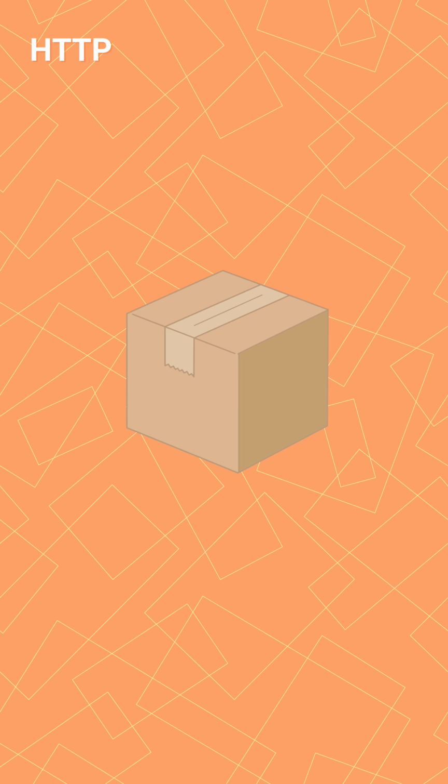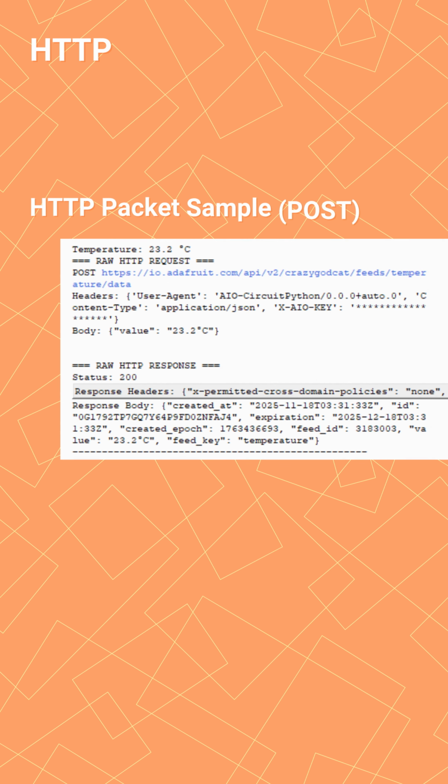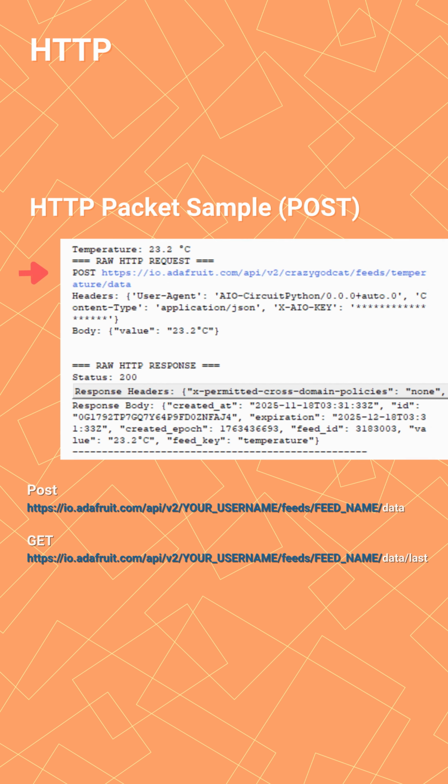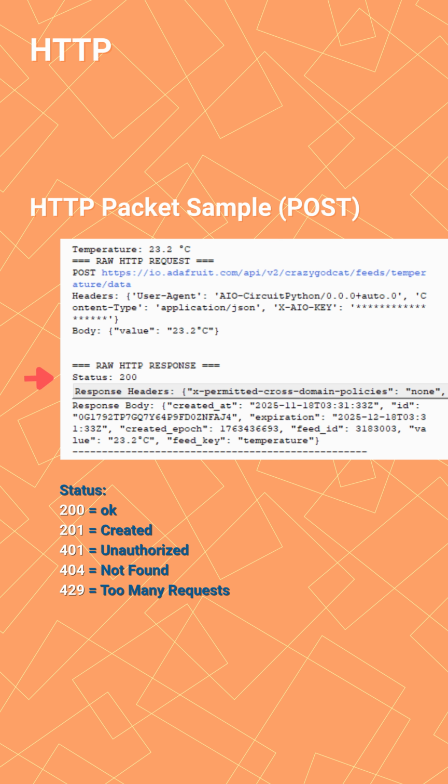Every HTTP packet has three clear parts: the request line or status line, headers, and body. Let's look at a real example from our project. The request line shows whether it's a POST to send data or a GET to retrieve it. The status line tells you the result, like 200, which means the request was accepted.